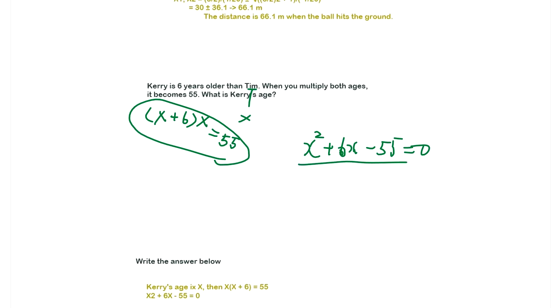Okay, so you need to find x by factoring. Then you will find x equals -11 or 5, and because there's no negative age, one root is physically impossible, so eliminate that answer. It's only a mathematical answer. You have to eliminate that from the final answer.